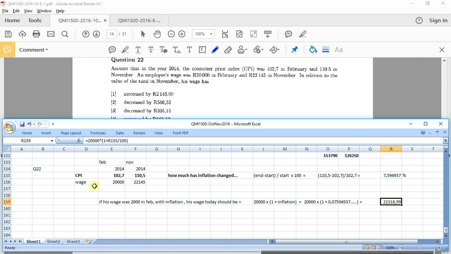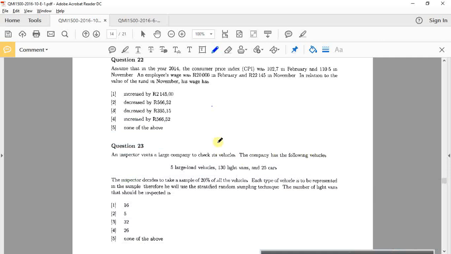Okay, so is his wage more or less? It's more. Yes. So in terms of inflation, he earned 20,000 in Feb. If we add 7.5% in November, that 20,000 should be worth 21,518. He's getting paid more in November than what his time value of money rate was. Okay, so the difference is this minus that gives me 626.